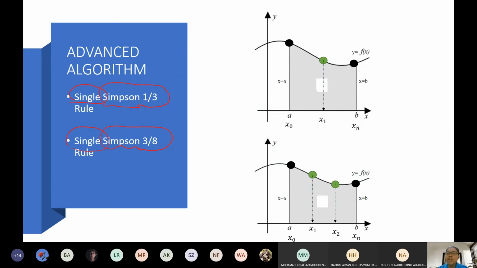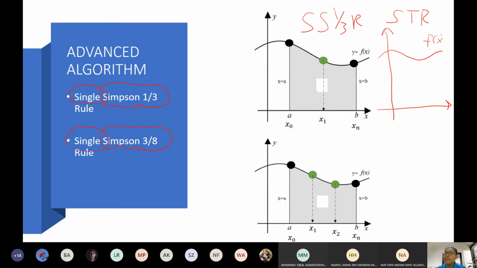So what is the difference between single Simpson 1/3 rule and single trapezoidal rule? I will draw a graph here. This is your graph f(x) that is bounded from x0 until xn. In single trapezoidal rule, you have established 2 points where you connect these 2 points by a line. That is how you develop the area using single trapezoidal rule.